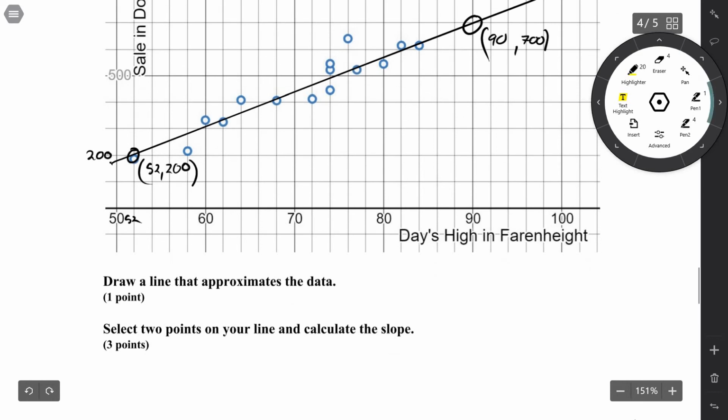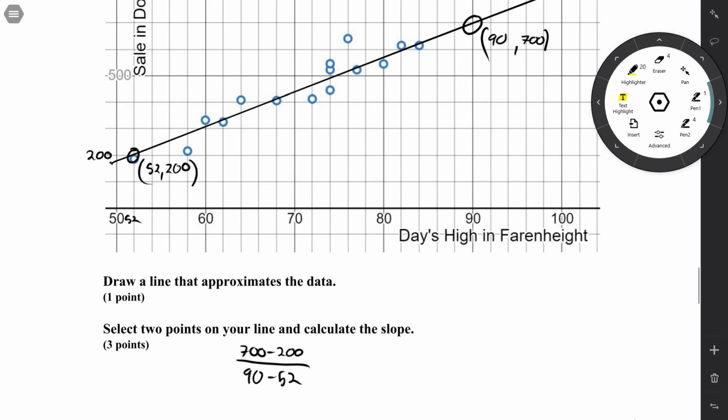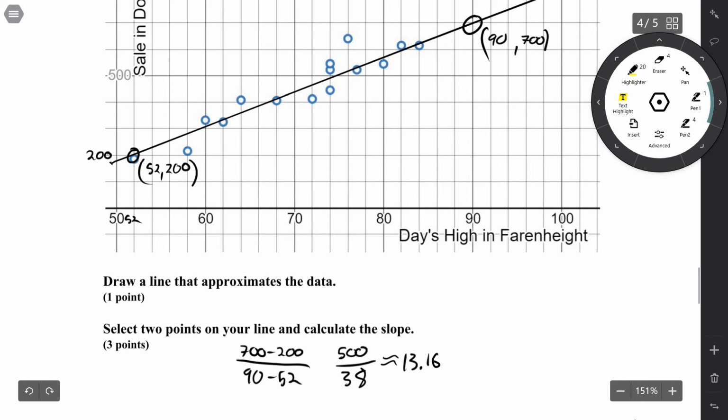Okay, so we'll go 700 minus 200 over 90 minus 52. So I'm going to punch in the 90 minus 52 onto my calculator here. We get 38. And that's 500 over 38. And I am going to just approximate. I'm not looking for anything super exact here. I get 13.157, so I'm going to say this approximately equals 13.16. You don't need to get any more precise than 2 decimals.